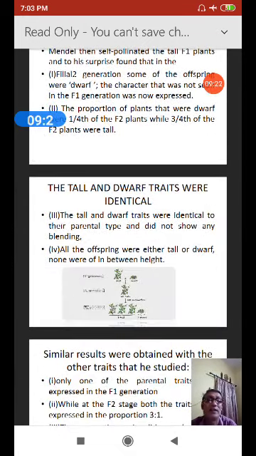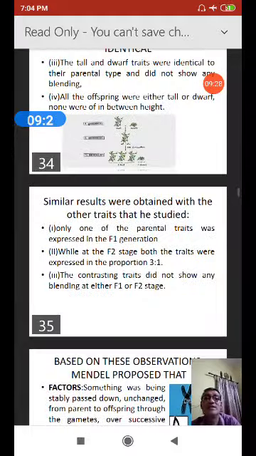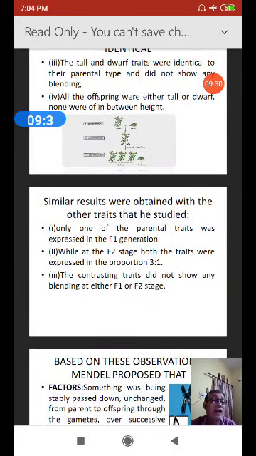So the tall and dwarf traits were identical to their parents. See the picture, it has been given. Tall and dwarf traits were identical to their parents also, and similar results were obtained for the other traits studied. One of the parental traits was expressed in F1; at the F2 stage both traits were expressed in the proportion 3:1. The contrasting traits did not show any blending in either the F1 or F2 stage.